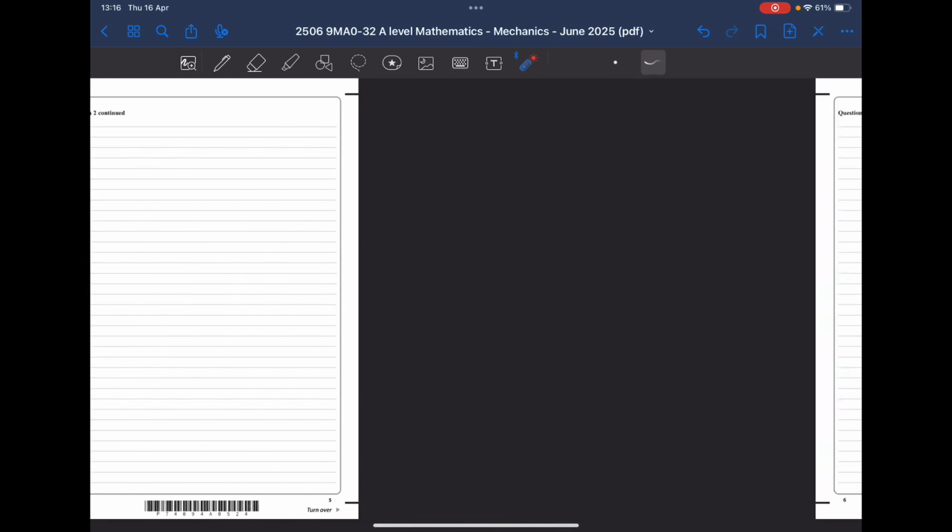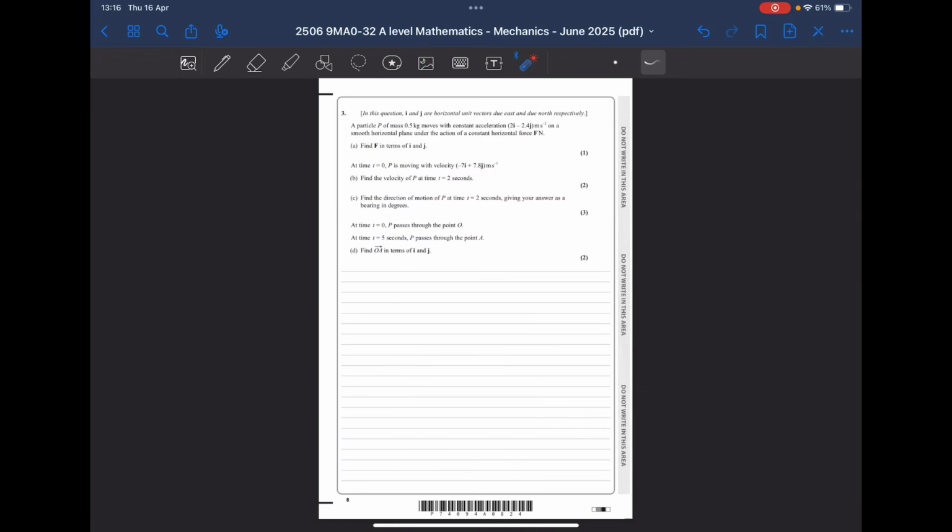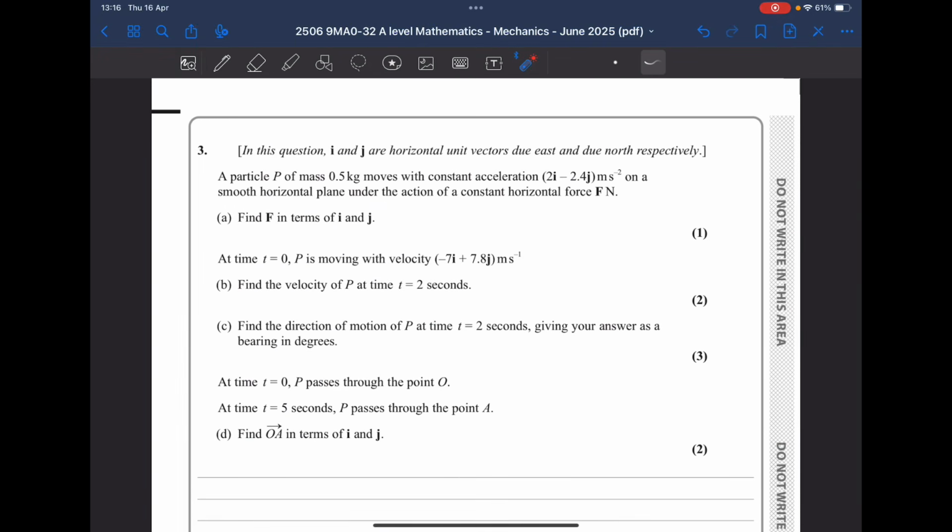Let's keep going to number 3. What have we got here then? Particle of mass half a kilogram moves with constant acceleration of this stuff over here on a smooth horizontal plane under a constant horizontal force of F. Find F in terms of I and J. So we know force is equal to mass times acceleration. So let's take this acceleration, times it by the mass, and we'll get a value of I minus 1.2 lots of J.